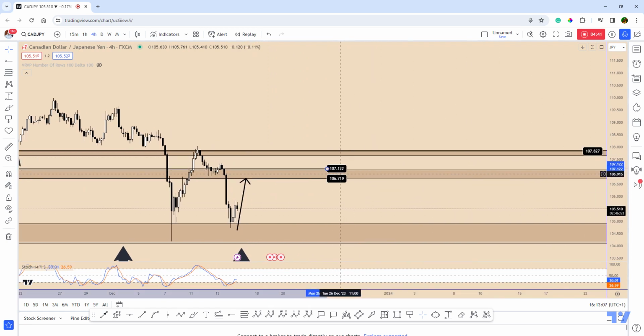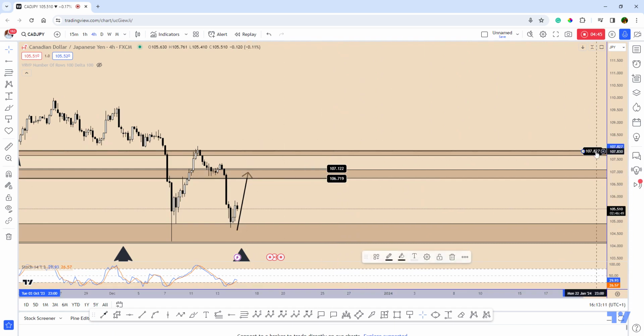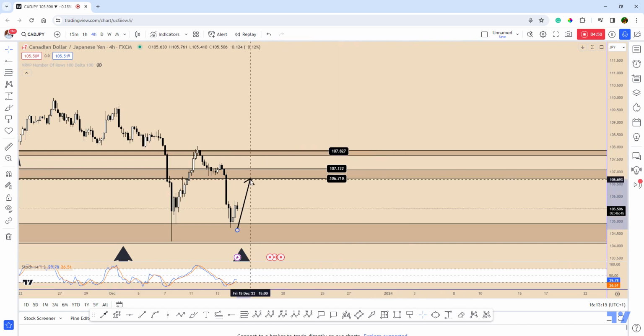This is a potential reversal zone that we are looking at for a lower time frame, and the major resistance will be found on the top. That is the second target. So this is the second target that we are looking at, 107.80 approximately.